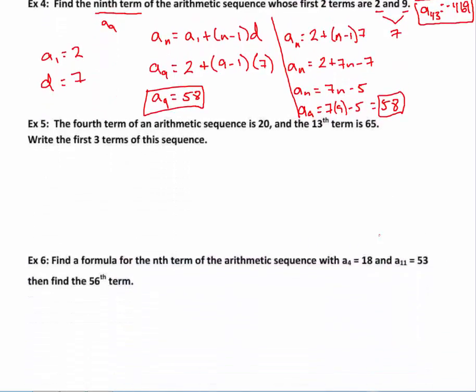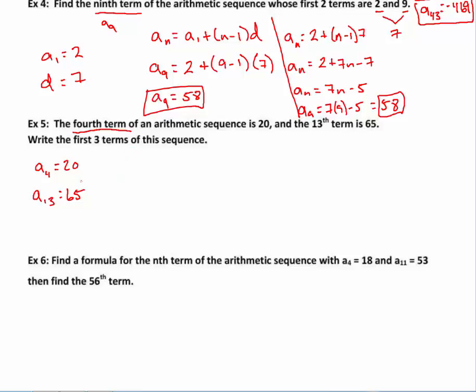All right, we're just going to keep going with the examples because this is one of those things that we've got to do enough of them that you can actually think about them. All right, so the fourth term of an arithmetic sequence is 20. So a sub 4 equals 20. a sub 13 equals 65. Write the first three terms of this sequence.